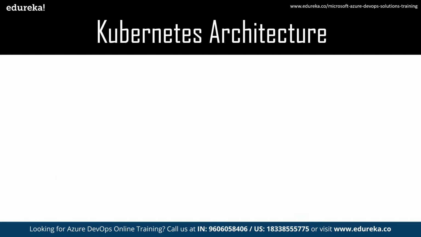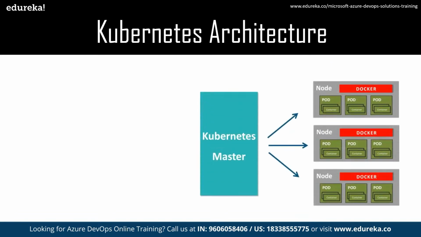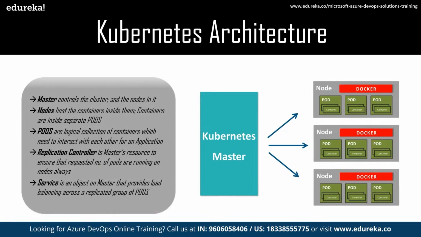Okay, so what you see here is a Kubernetes master, right? And inside this Kubernetes master, there are quite a few other things as well. We'll discuss those. But what you see on the screen are some key components that you need to know. Inside your Kubernetes master, you'd be having two important pointers, that is your replication controller and your service. When you talk about a replication controller, it is nothing but a resource that is owned by your Kubernetes master, right? What it does is it ensures that the requested number of pods are running on nodes always.